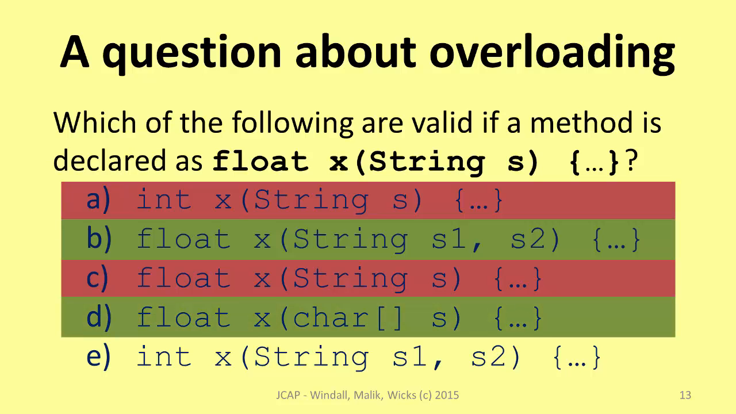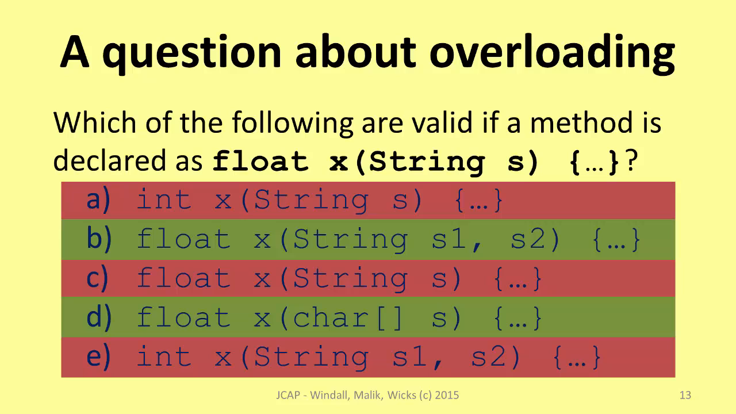D, on the other hand, is correct. Unfortunately, string and char in this instance are not deemed to be equivalent. Strings are subtly different to char. So these would be different signatures and therefore allowed. Finally, this would not be allowed because of the type of the method. Our original method is float, this one is of type int, even though the signatures are different. So E fails as well.